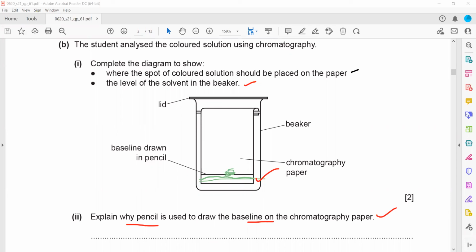Because the pencil, or Mr., it can lead to impurity. Yeah, it will lead to impurity. That's also correct. You can mention ink will dissolve, that will give you a mark. You can mention pencil contains graphite, which is insoluble, does not dissolve. That will give you a mark, or it may interfere with the result, or it may change the result.